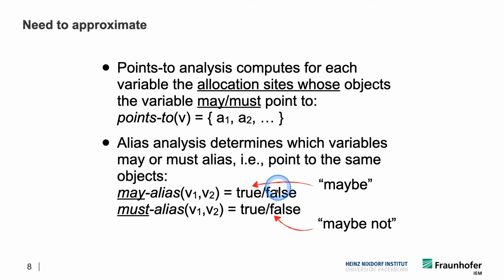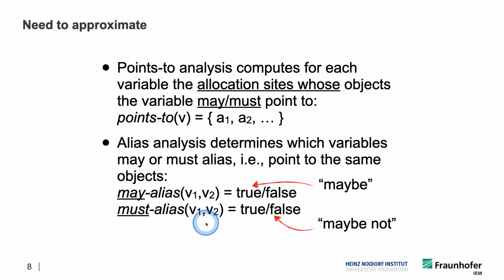Likewise, the other way around, if it tells you false, it actually means that this cannot be true. So here, if you get false, this gives you a guarantee. It gives you the guarantee that v1 and v2 nowhere during the execution of the program can point to the same object. So they're definitely distinct.